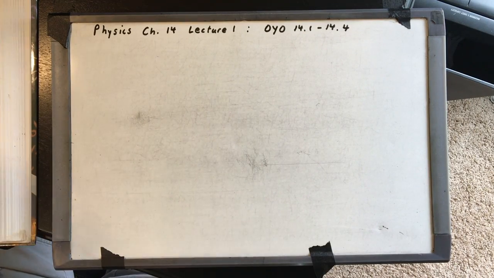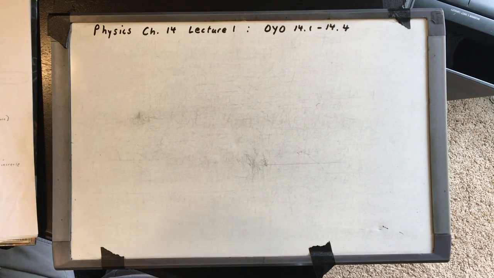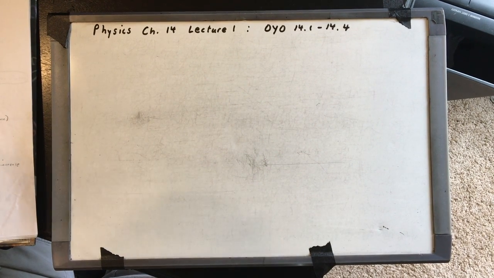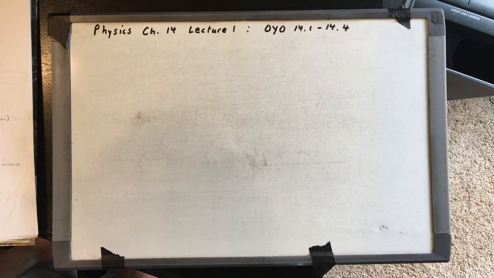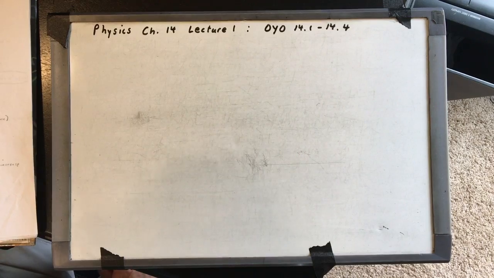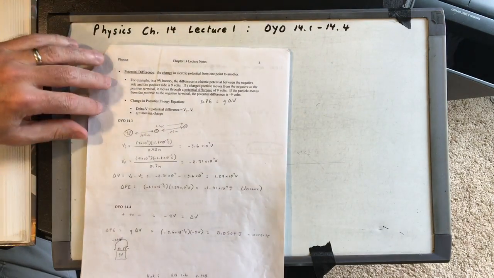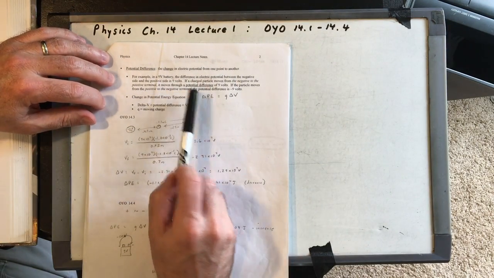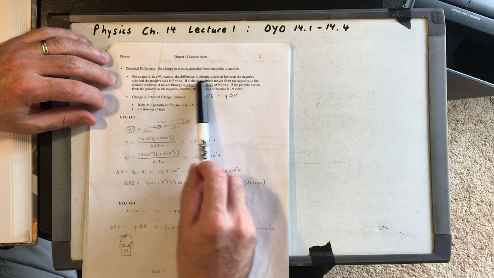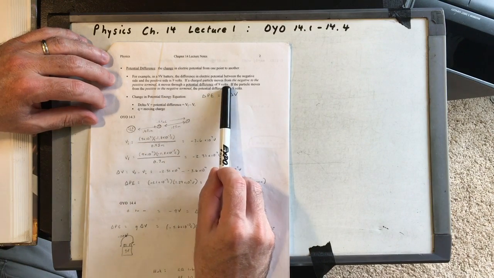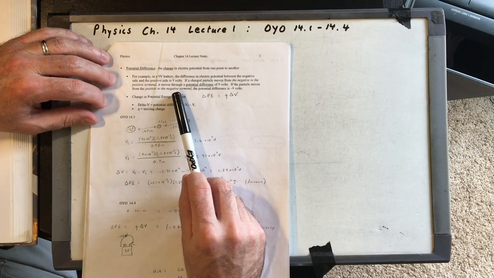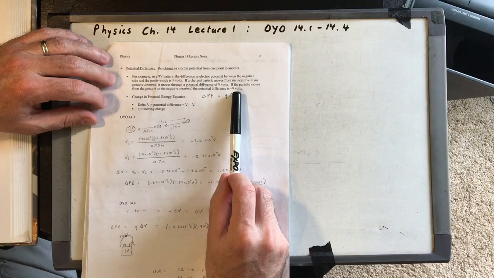Okay, let's flip over to page 2. So potential difference is the change in electric potential from one point to another. And I've got a paragraph in that bullet, read through there. For example, in a 9-volt battery, the difference in electric potential between the negative side and the positive side is 9 volts. If a charged particle moves from the negative to the positive terminal, the potential difference is positive 9. If it goes from the positive to the negative terminal, negative 9.